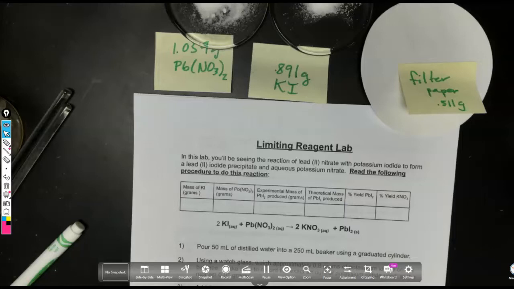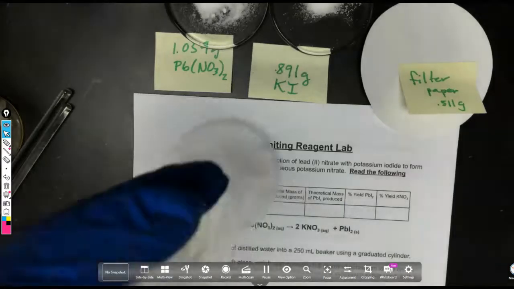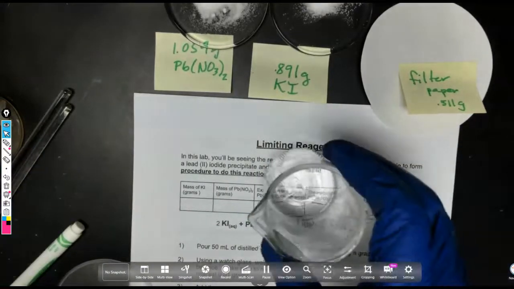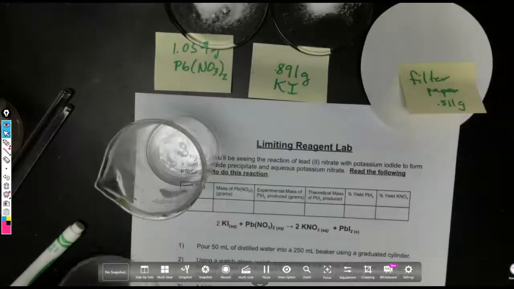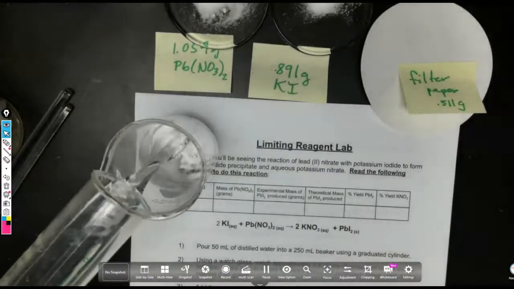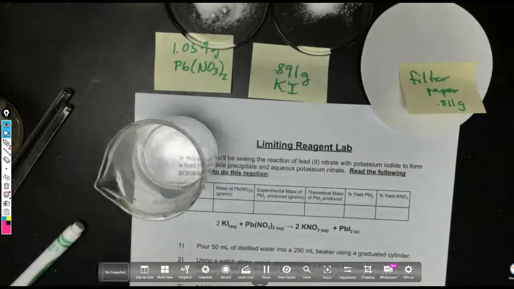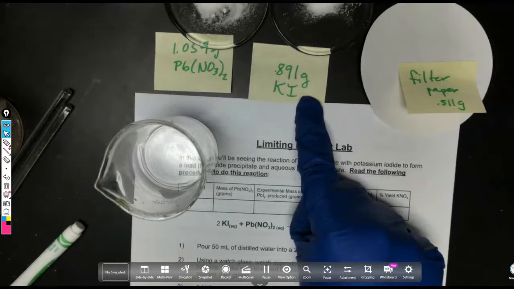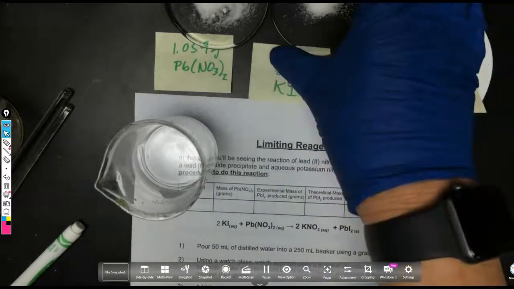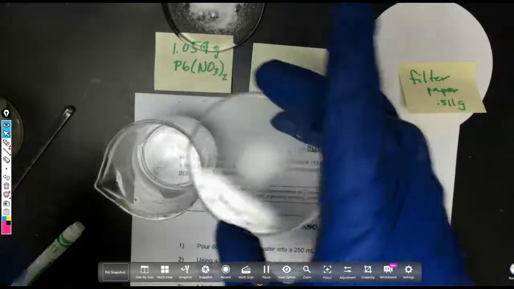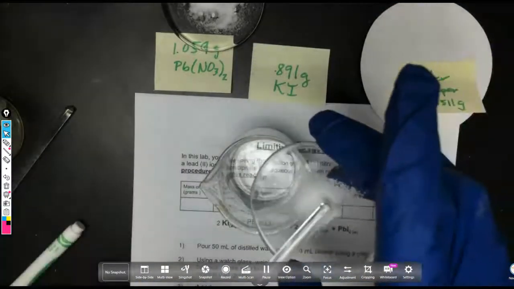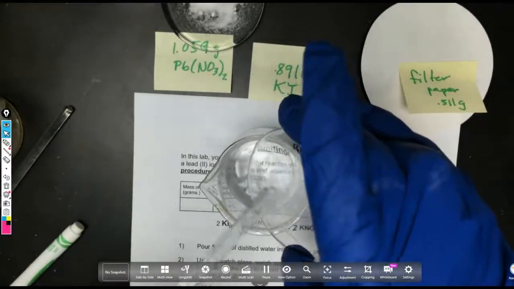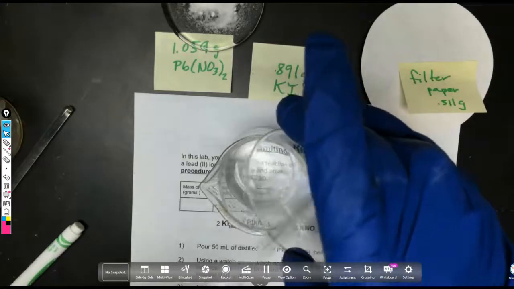So right now I have already measured out 50 milliliters of water, as the first step says, and I'm going to pour that into my beaker. There is my 50 milliliters of water, and I am going to go ahead and add to that 0.891 grams of potassium iodide, and I'm going to stir that up to make a solution. So right now I am adding all of my potassium iodide, and I've got to scrape it off here, get it all into my beaker.